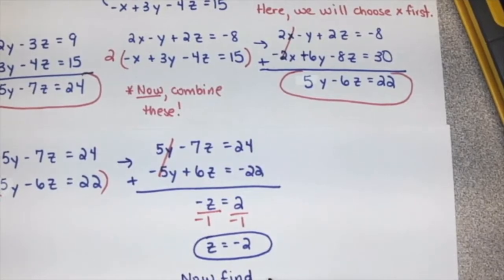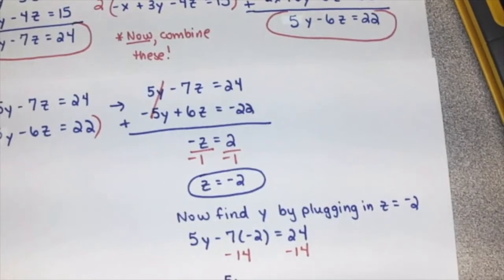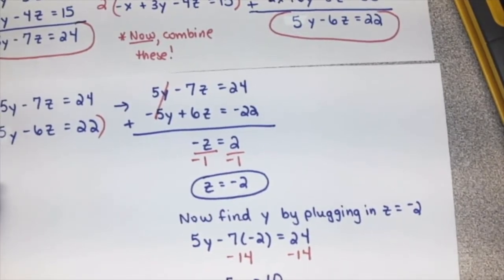So now I'm going to find y by plugging in z equals negative 2. If I do the first one, 5 times y minus 7 times negative 2 equals 24. So be careful with your signs. This would be positive 14, right? And then I would subtract 14 from both sides. So this will be 5y equals 10. So what is y then? y is 2. So now we're 2/3 of the way.